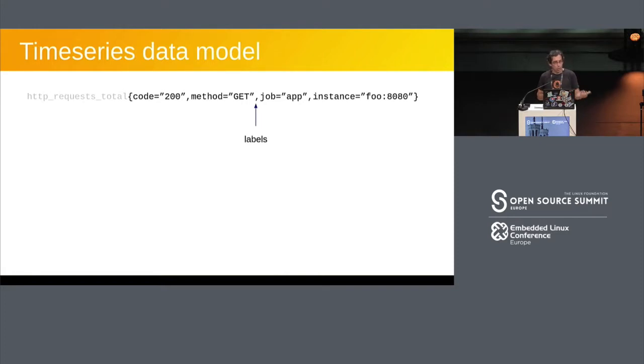And we've got the job and the instance labels, which are dimensions added by Prometheus when it retrieves the metrics from the target. In that case, the job is some kind of logical entity that will represent our service, and the instance is the address of the application from which we get the metrics.